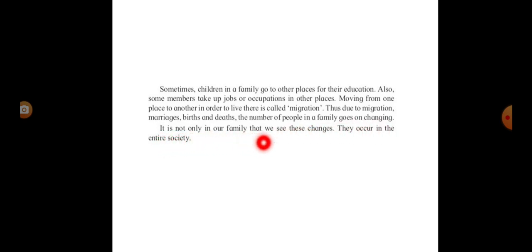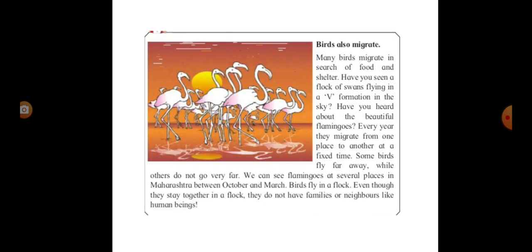It is not only in a family that we see these changes, they occur in the entire society. Birds also migrate. Many birds migrate in search of food and shelter. Have you seen a flock of swans flying in a V formation in the sky? Have you heard about the beautiful flamingos? Every year they migrate from one place to another at a fixed time. Some birds fly far away while others do not go very far. We can see flamingos at several places in Maharashtra between October and March.